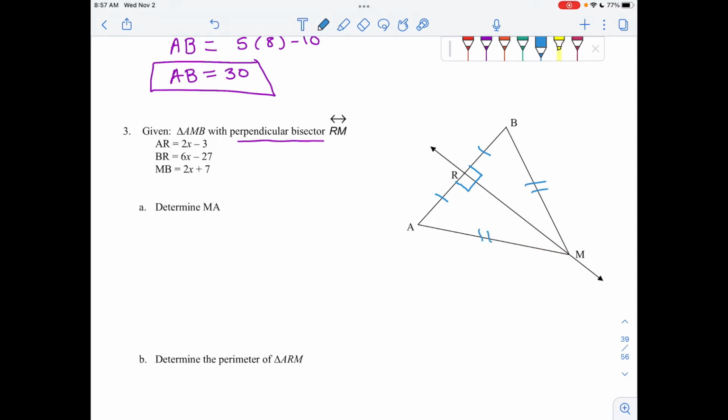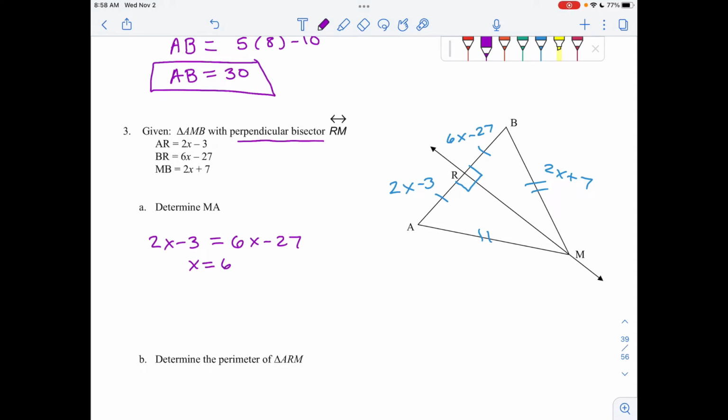So I've labeled all of my relationships. Now I'm going to put my quantities on here. This is 2x minus 3. This is 6x minus 27. And MB is 2x plus 7. And just like last time, I see my equation very clearly. I see that these two parts are equal parts. So I set my two expressions equal to each other. And then when I solve, I get that x equals 6.